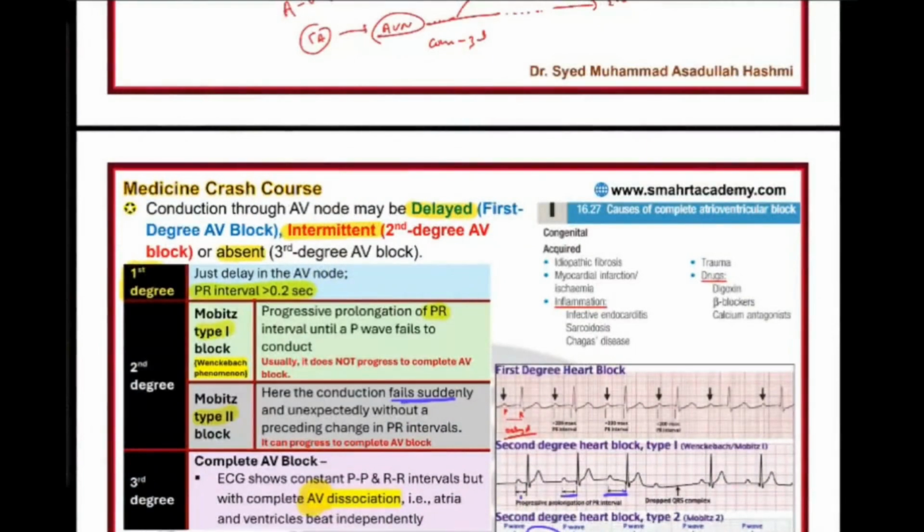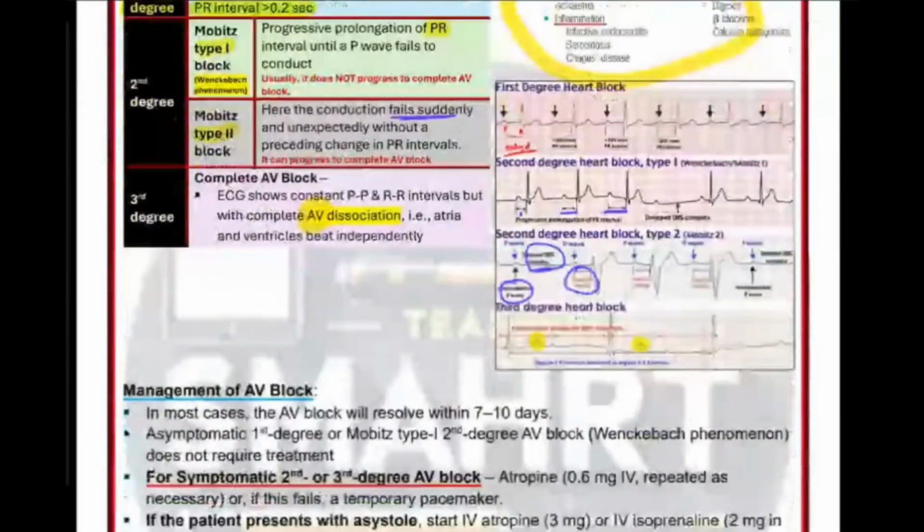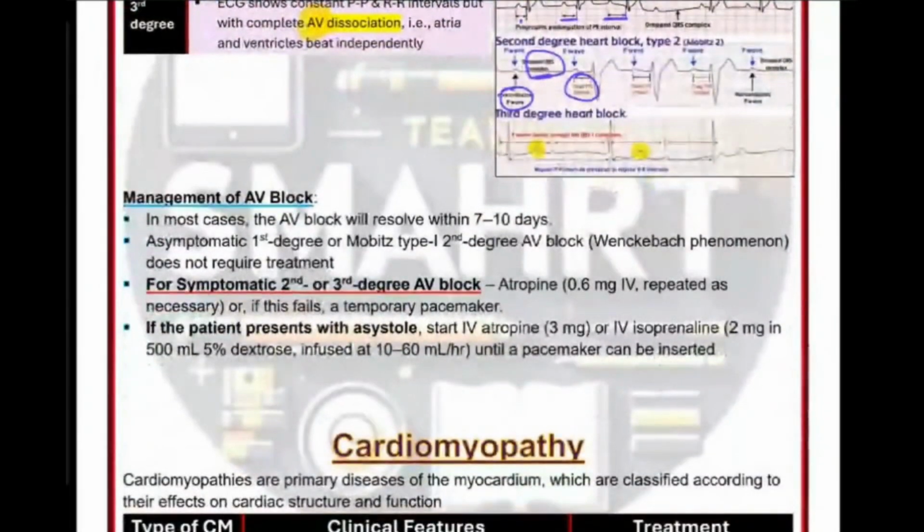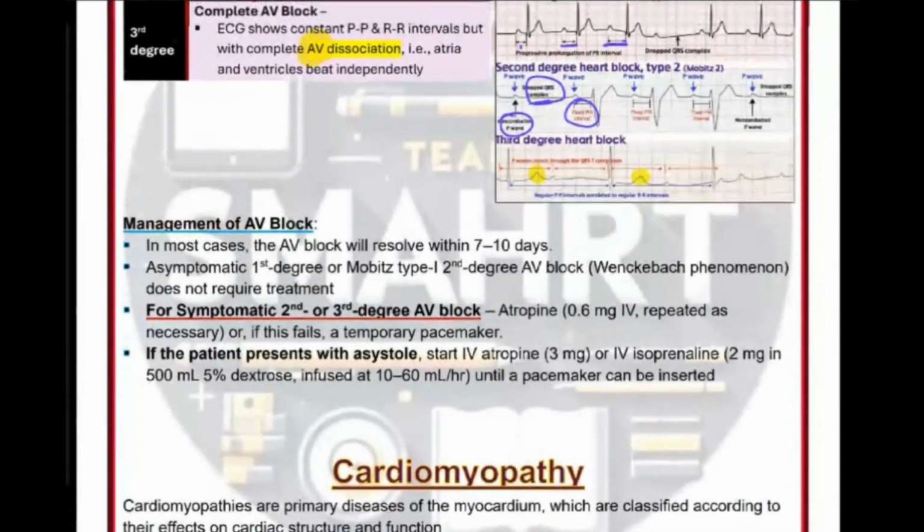How will the patient present to you? With all the signs and symptoms of the causative disease. Plus, when doing an ECG, you will be able to find this heart block. How will you manage? Mostly you do symptomatic management. Symptomatic management, meaning what? If it is second degree or third degree, give atropine. Atropine increases the heart rate. If the patient goes into asystole, like a flat line on ECG, give IV fluids plus IV dextrose until a pacemaker is inserted.